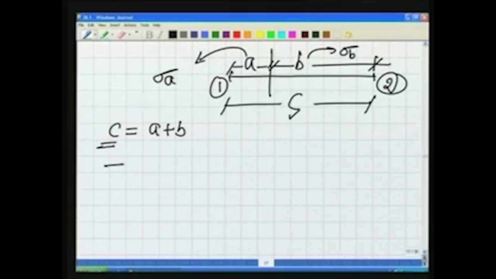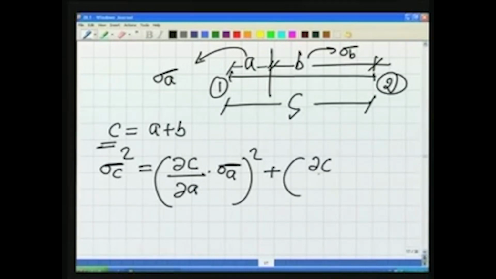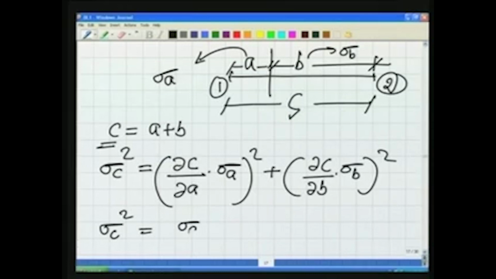So what we try to do, we try to find sigma C, which we have seen will be now the partial derivative of C with A into the square of the standard deviation of A, square plus partial derivative of C with B into sigma B. Now if you compute this value, sigma C square, now the partial derivative of C with A will be 1, so that becomes sigma A square. Similarly here, sigma B square.